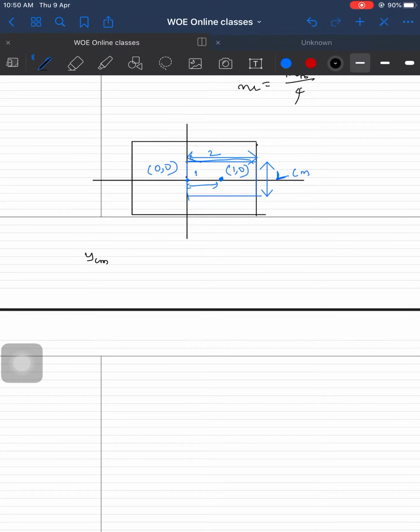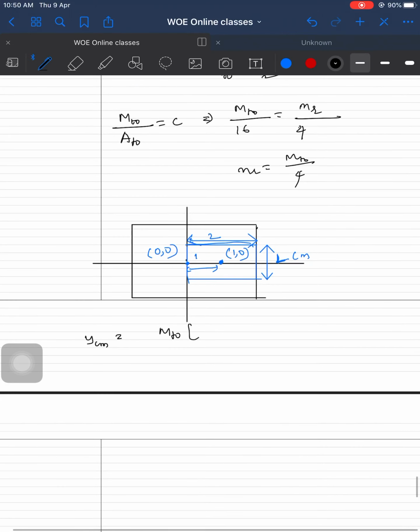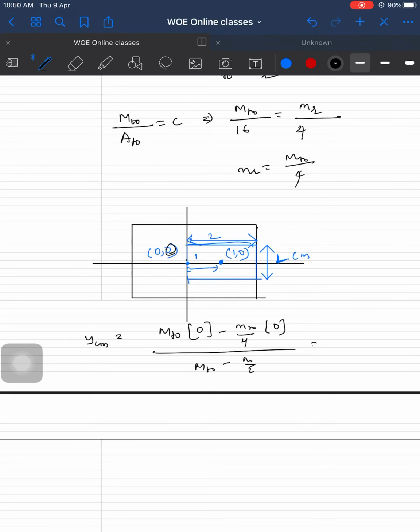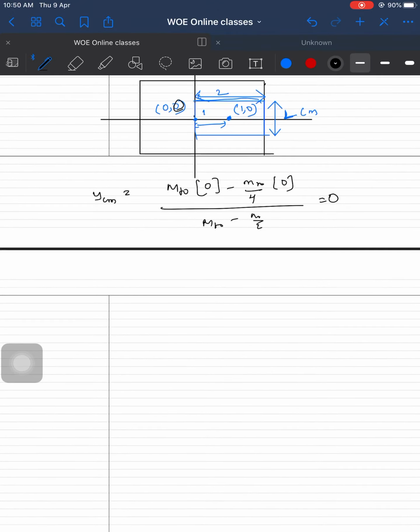Y center of mass is equal to m total into y center of mass before, which is 0, minus mass removed, which is m total by 4, and after that also y center of mass 0, by m total minus m total by 4. It is equal to 0. There is no change in the y center of mass of this plate. Let's see how the x center of mass is changing.